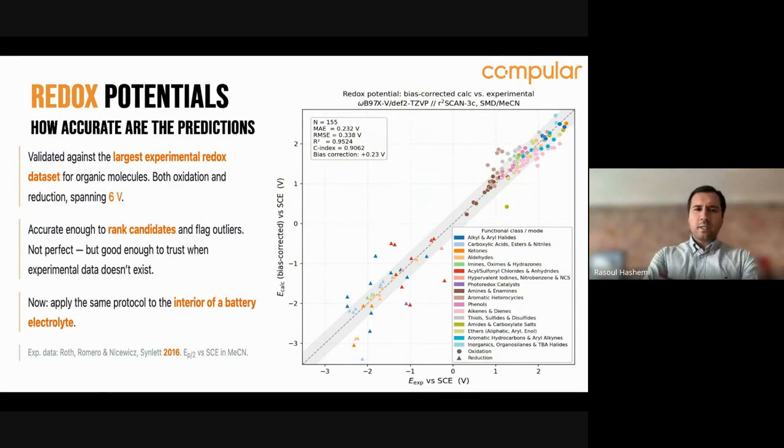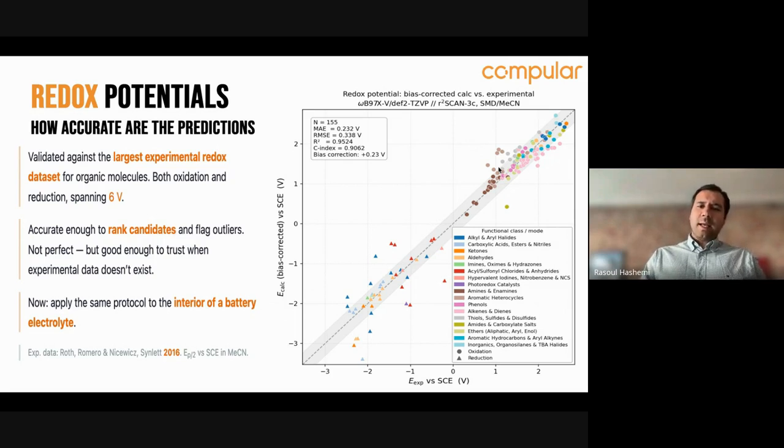Given that, let's see if it is accurate. If we go through this procedure, we validate it, as many people have done. We validated against one of the largest experimental redox datasets of organic molecules, and we tested both oxidation and reduction. Here we tested 150 molecules of that database. The x-axis is the experimental half potential, the y-axis is our calculated or predicted one, and the diagonal line shows the perfect cases. Each point is one molecule.